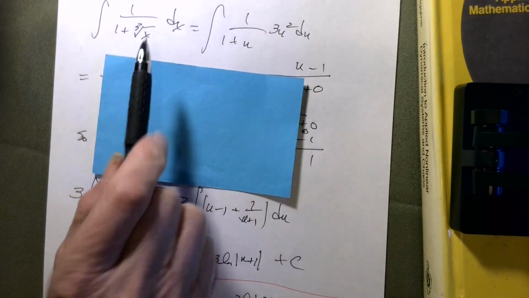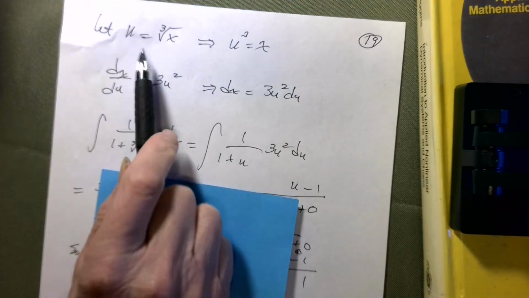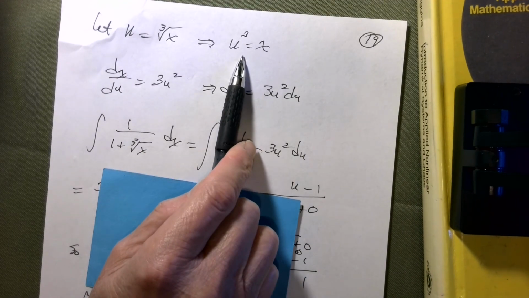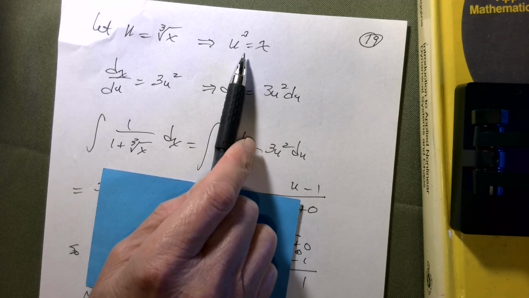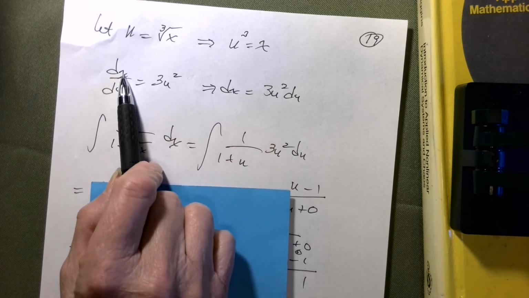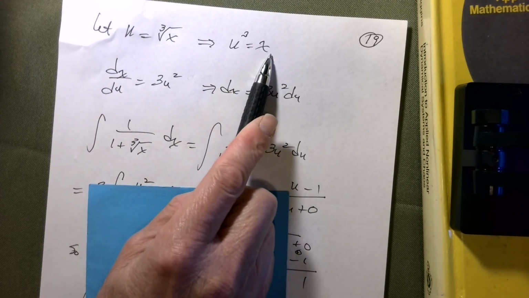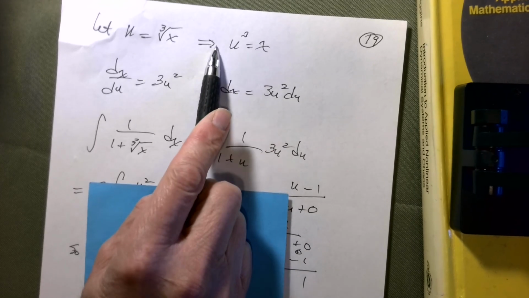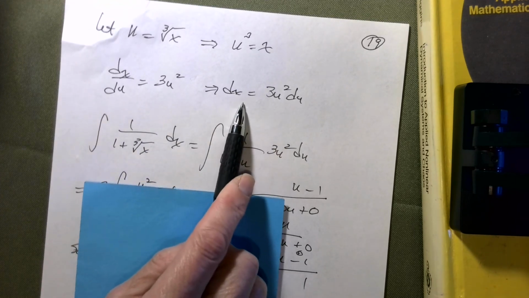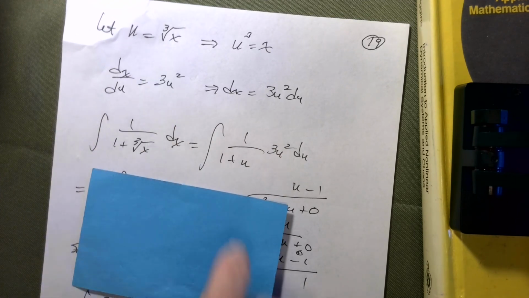So I made a substitution. I said let u be this, and then to undo the cube roots, I cube both sides. So I've changed from my x's to u's, but I also have to figure out what my dx is. So I differentiate this with respect to u, we get 3 times u squared, and then just multiply by du. So I now know my dx, and I know what my u is.